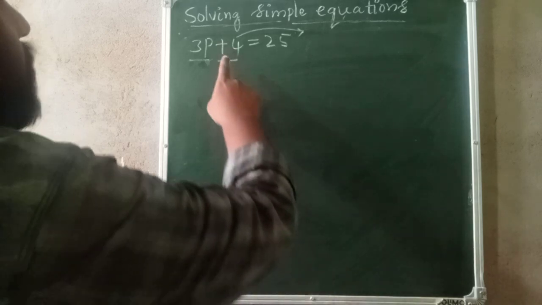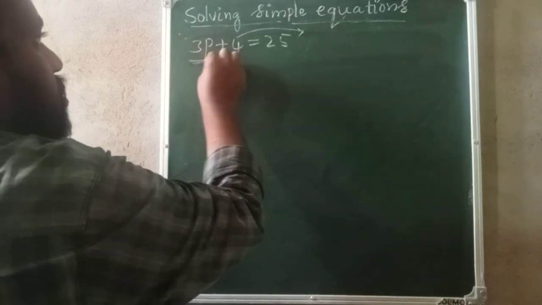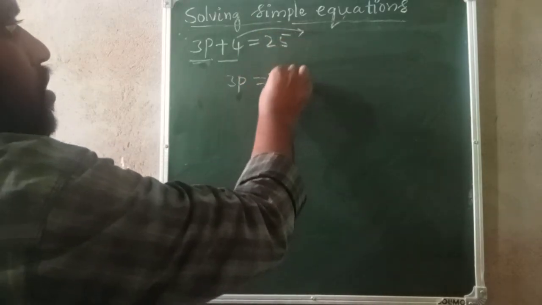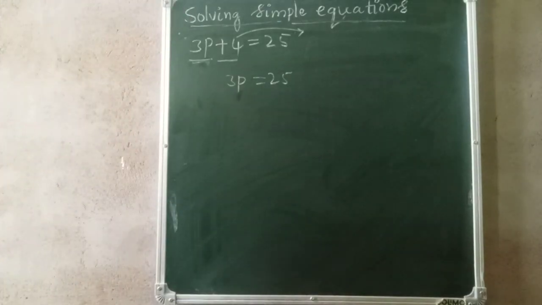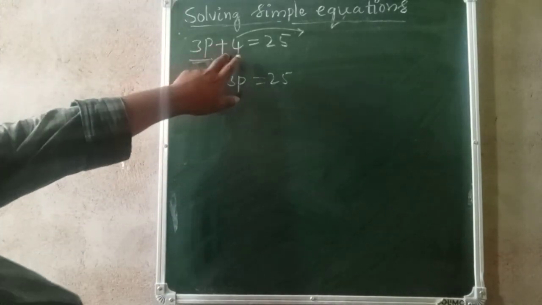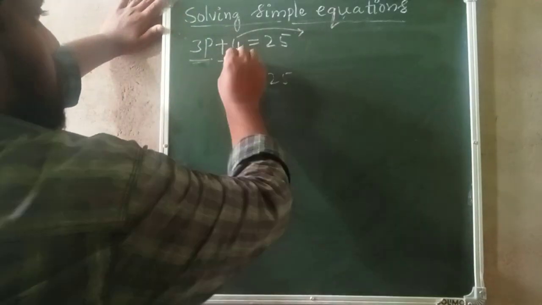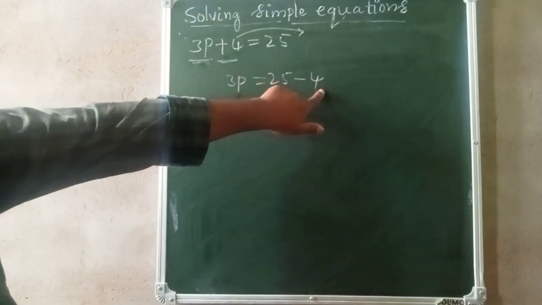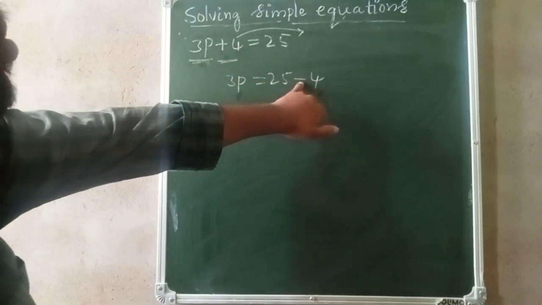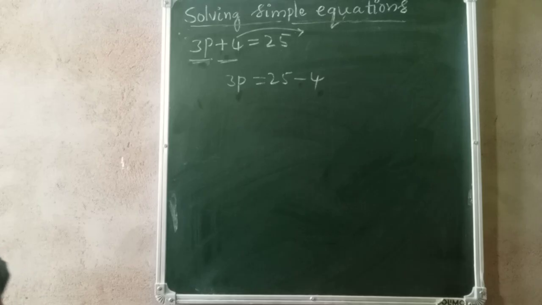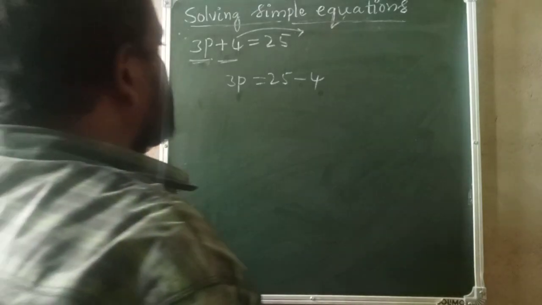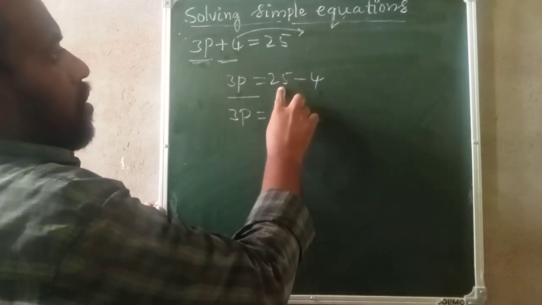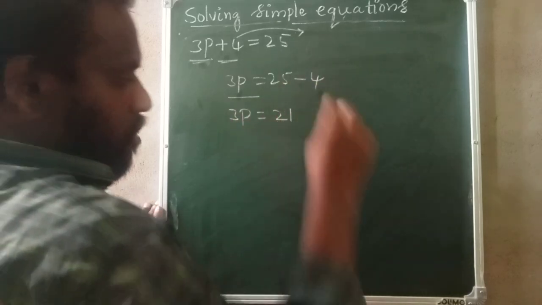Before moving this plus 4 to this side, write this 3p as it is, equal to, and this 25 as it is. When this plus 4 moves to this side, plus 4 becomes minus 4. The 4 is the same, but the plus changes to minus. Okay. Next step, write 3p is equal to 25 minus 4, which is 21.